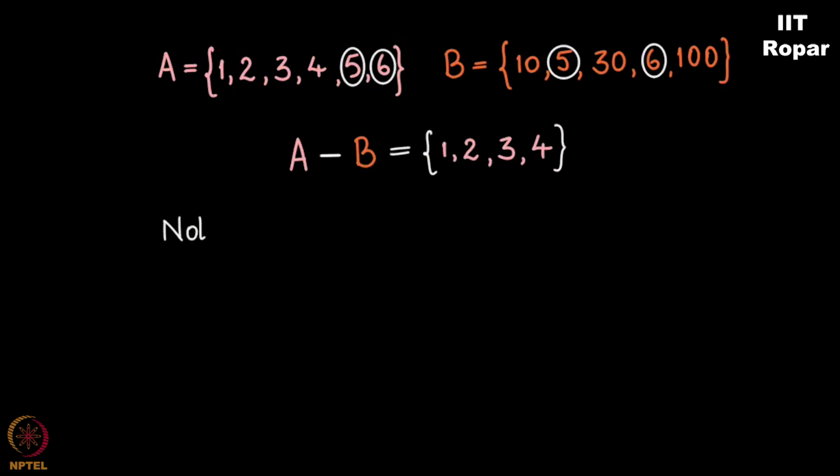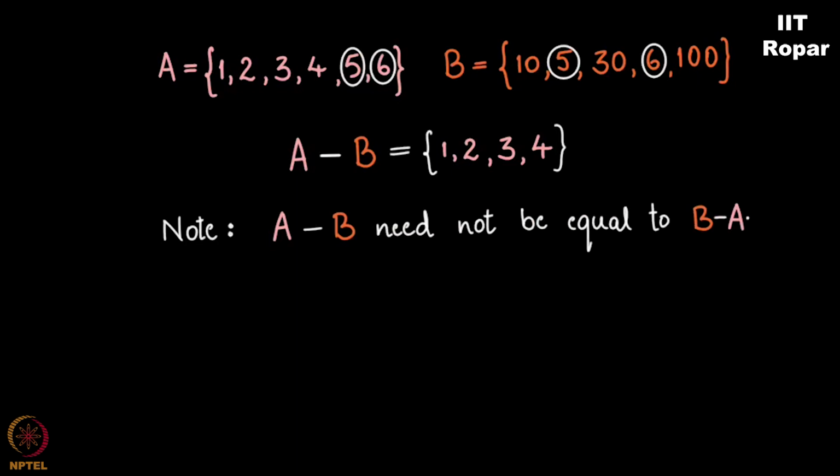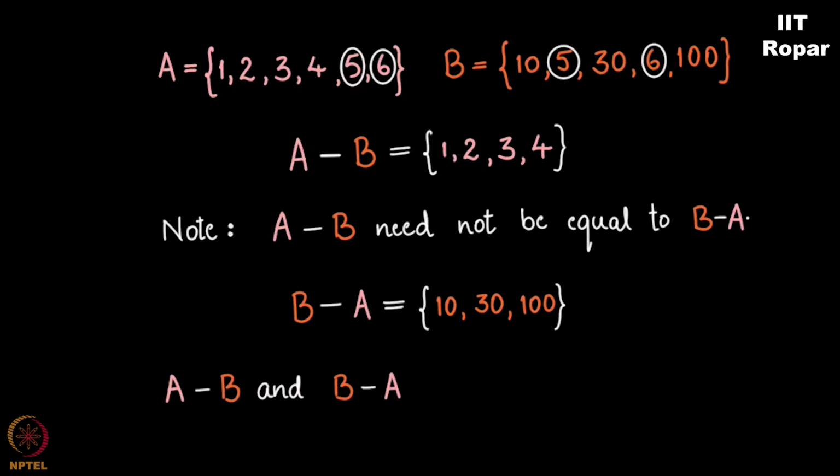Note that A minus B need not be equal to B minus A. Isn't it clear from the example we saw just now? A minus B in our example in this Venn diagram happens to be {1, 2, 3, 4}. But B minus A happens to be {10, 30, 100}. In fact, they are disjoint. A minus B and B minus A are actually always disjoint.